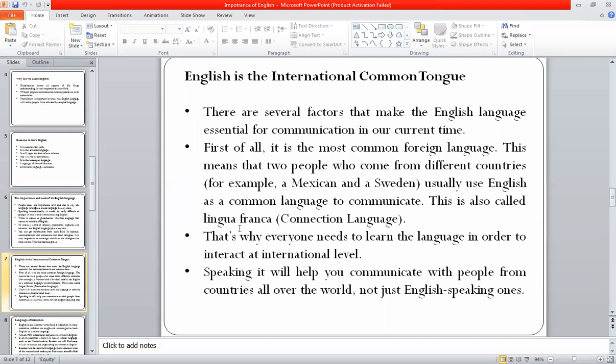So this means when two people from different countries meet each other, they will usually use only this language for communication. So this is also called the common language to communicate, and that is why it is also called lingua franca. I discussed this a few minutes ago. So it is called lingua franca, meaning connection language. This language is connecting other languages with you people.